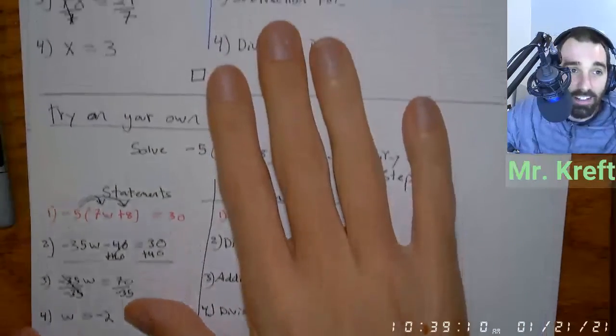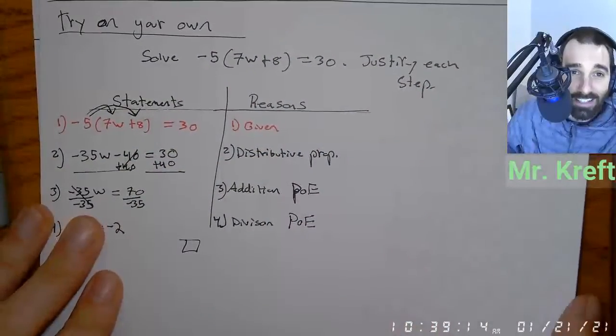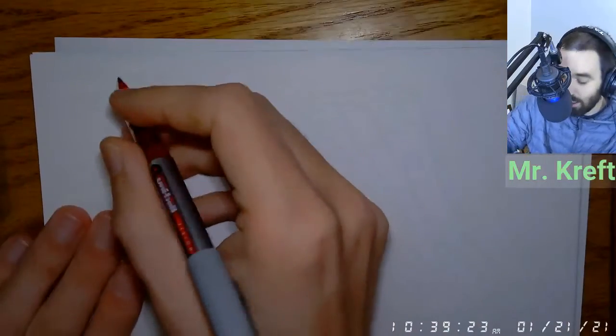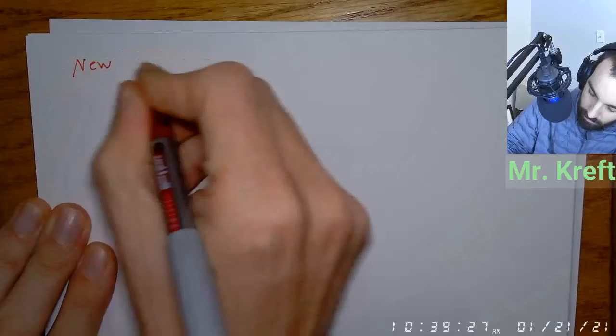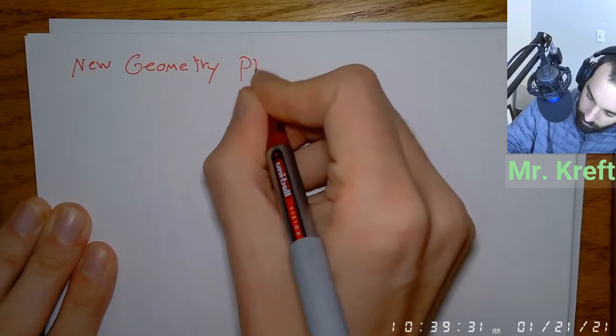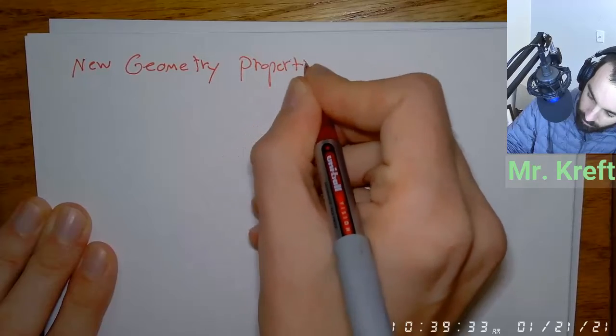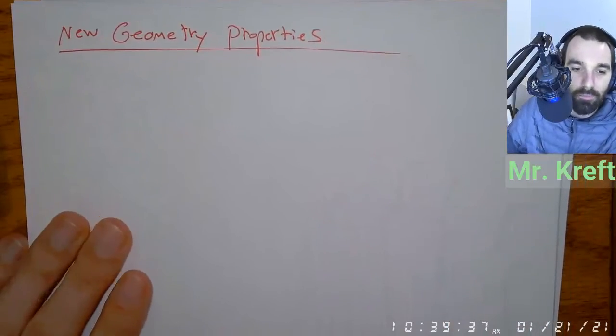Now, with that said, it would be awful if I just ended here without doing any geometry. So I'm going to drop some new geometry properties. Okay? So that's the algebra. So let's talk about new geometry properties. Now, when I say new, it's just going to be new names.